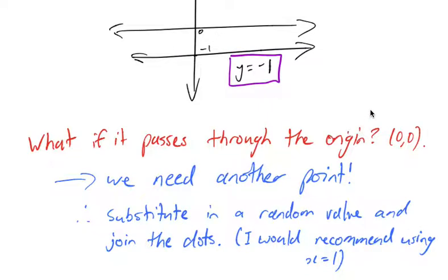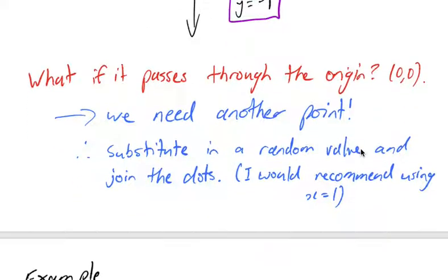Okay, so it doesn't matter which point you choose that's going to lie on the line. We simply choose a value, and I usually choose a value for x. I'd recommend using x equals 1, but you can use 2, -1, anything like that, and substitute that in, and as soon as we find our coordinate, we can simply join those dots. So let's have a look at an example.